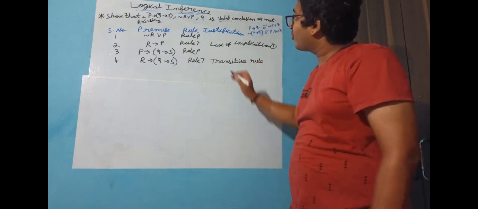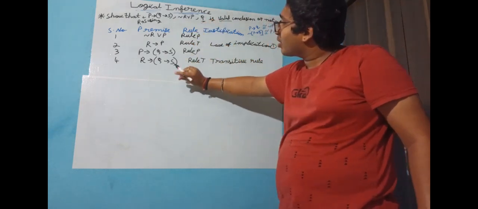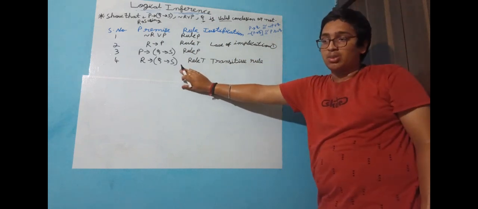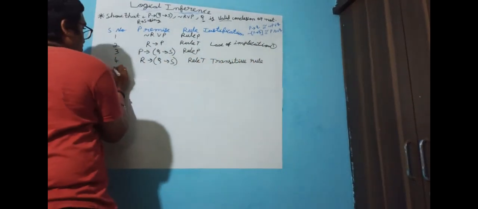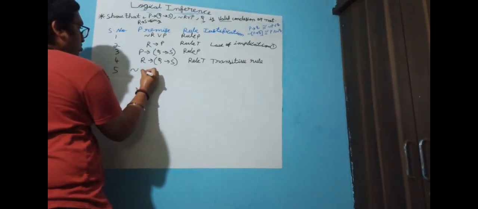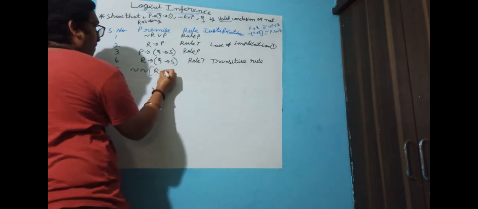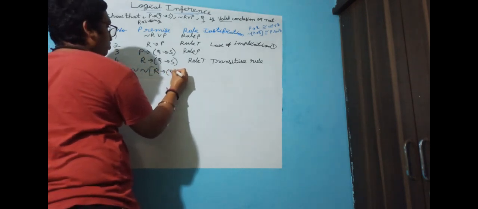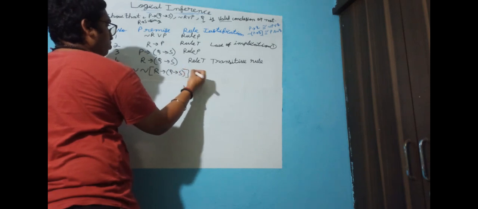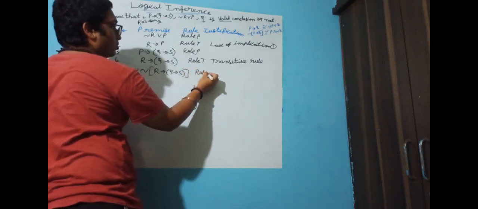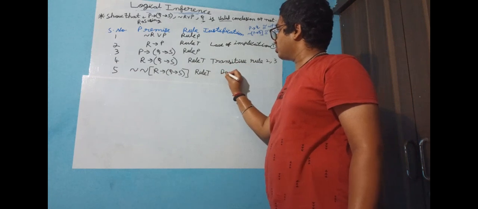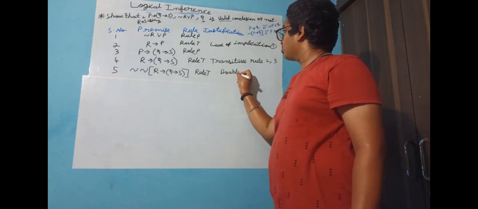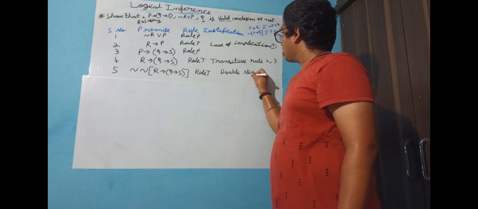And still we are left with this premise, but directly we can't take it because it is complex. We need to simplify. Now apply double negation for step 4. Applying double negation. Rule T. Here transitive rule for steps 2, 3. Here double negation for step 4.